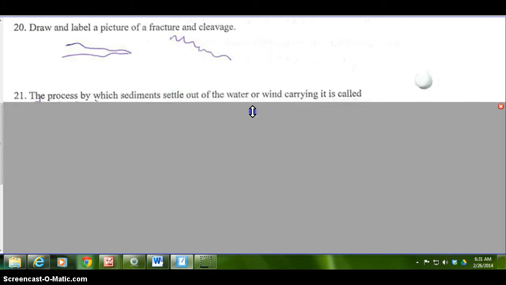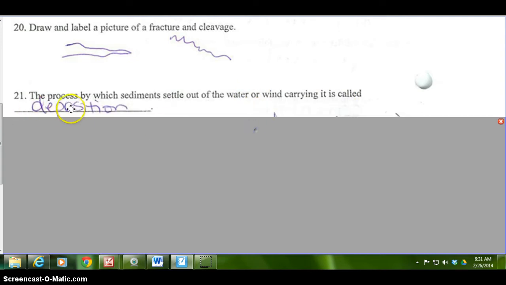Number 21, the process by which sediments settle out of the water or wind carrying it. So when it settles after the erosion, it's called deposition. Think of deposit. When you deposit something, it settles there. It stays there. Kind of like when you deposit money in a bank, it stays at the bank. It doesn't continue to move.